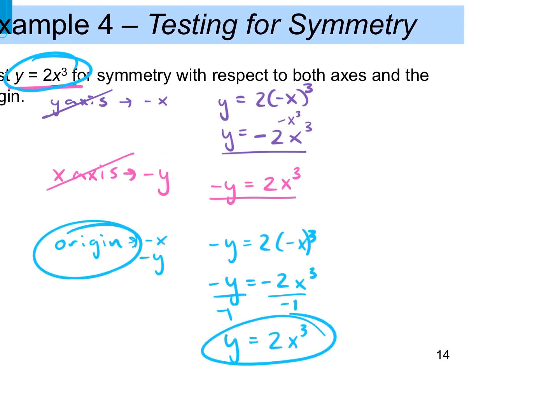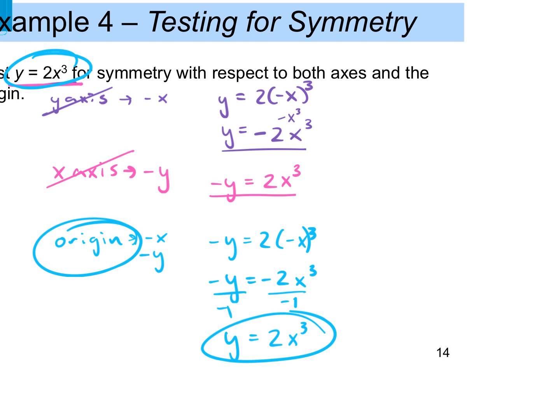One thing that's helpful when you're testing for symmetry is if you know the shapes of the graphs. An x cubed graph looks like this, which is not symmetrical about the x-axis and not symmetrical about the y-axis. So then it helps to only have to test the origin.